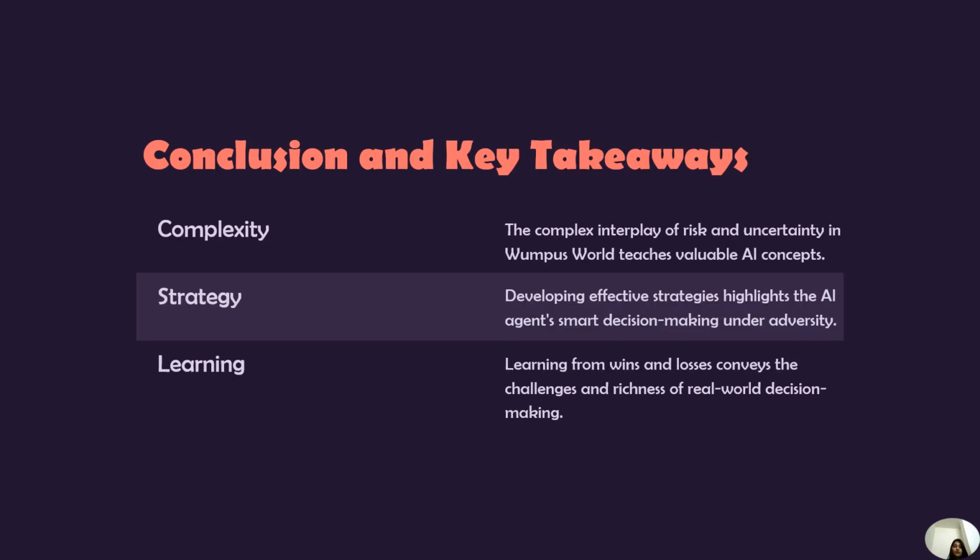Now let us see conclusion and key takeaways. Complexity. The complex interplay of risk and uncertainty in Wumpus world teaches valuable AI concepts. Strategy. Developing effective strategies highlights the AI agent's smart decision making under adversity. Learning. Learning from wins and losses conveys the challenges and richness of real world decision making.